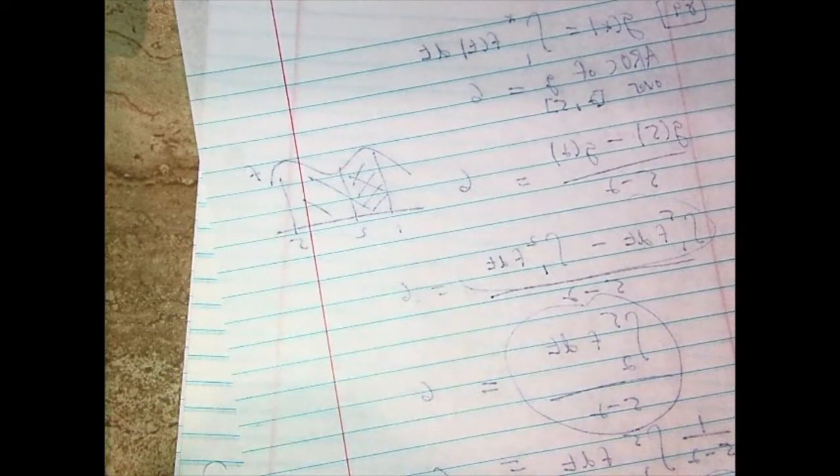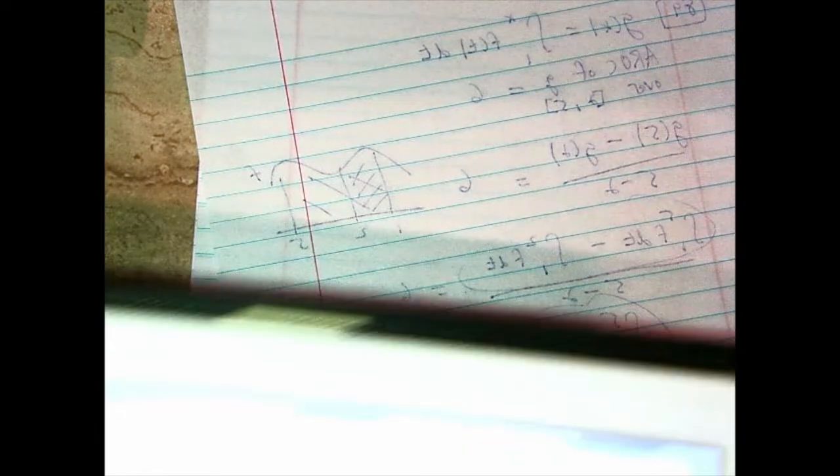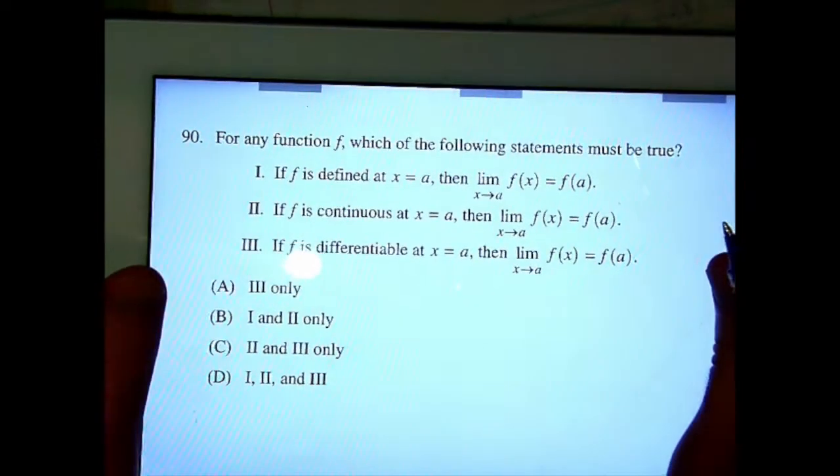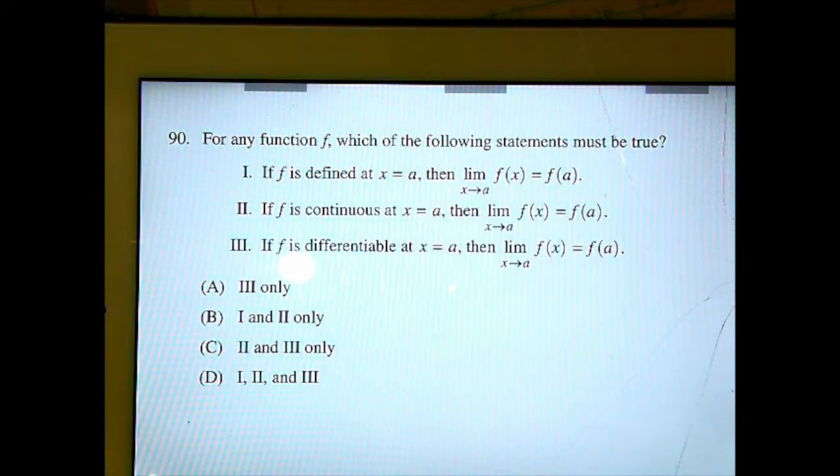Okay, let's have a look at the next one, number 90. Oh, we've got these theoretical type questions. I do like these. So for any function f, which of the following statements must be true? There's really no constraints on f here, any function f. If f is defined at x equals a, then the limit as x approaches a of f of x has to be equal to f of a. Is that always true no matter what the function f is?